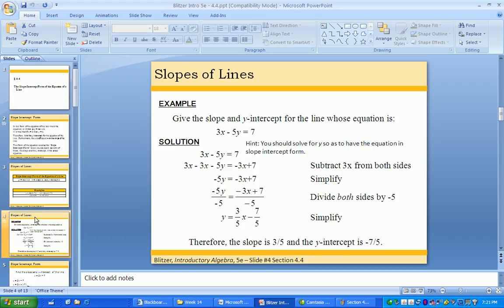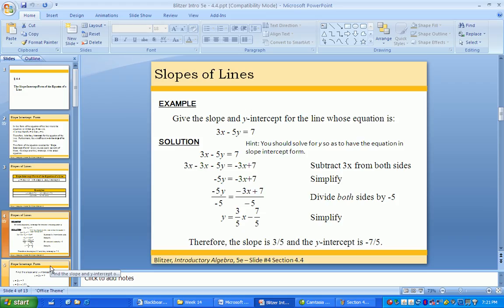So here's an example. Give the slope and y-intercept for the line whose equation is 3x minus 5y is equal to x. Again, the main rule for slope-intercept form is we have to get y all by itself. So we know how to do this. All we do is maneuver everything to get y all by itself, and we get y is equal to 3/5 x minus 7/5. And from here we know that 3/5 is our slope, and our y-intercept is negative 7/5. Don't forget the negative part. That'll mean a pretty big difference. So make sure that you include the sign there.